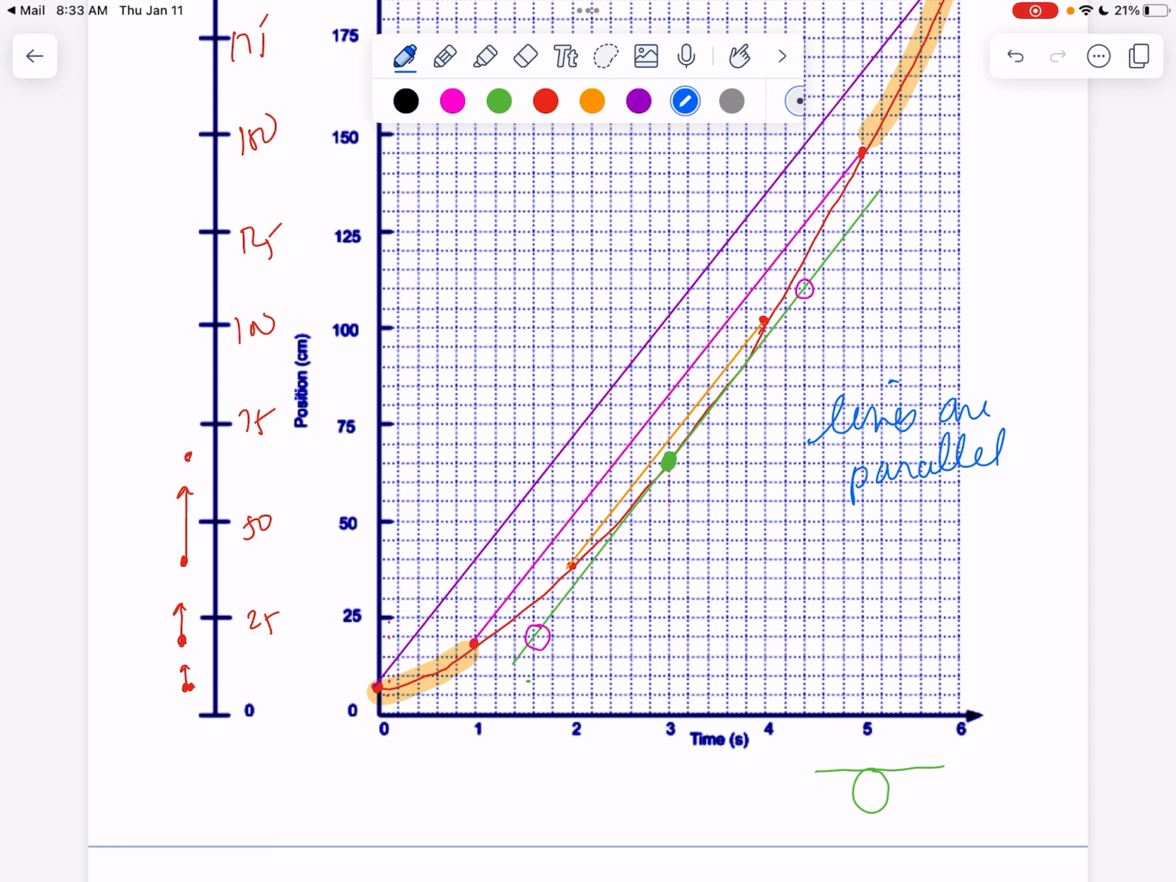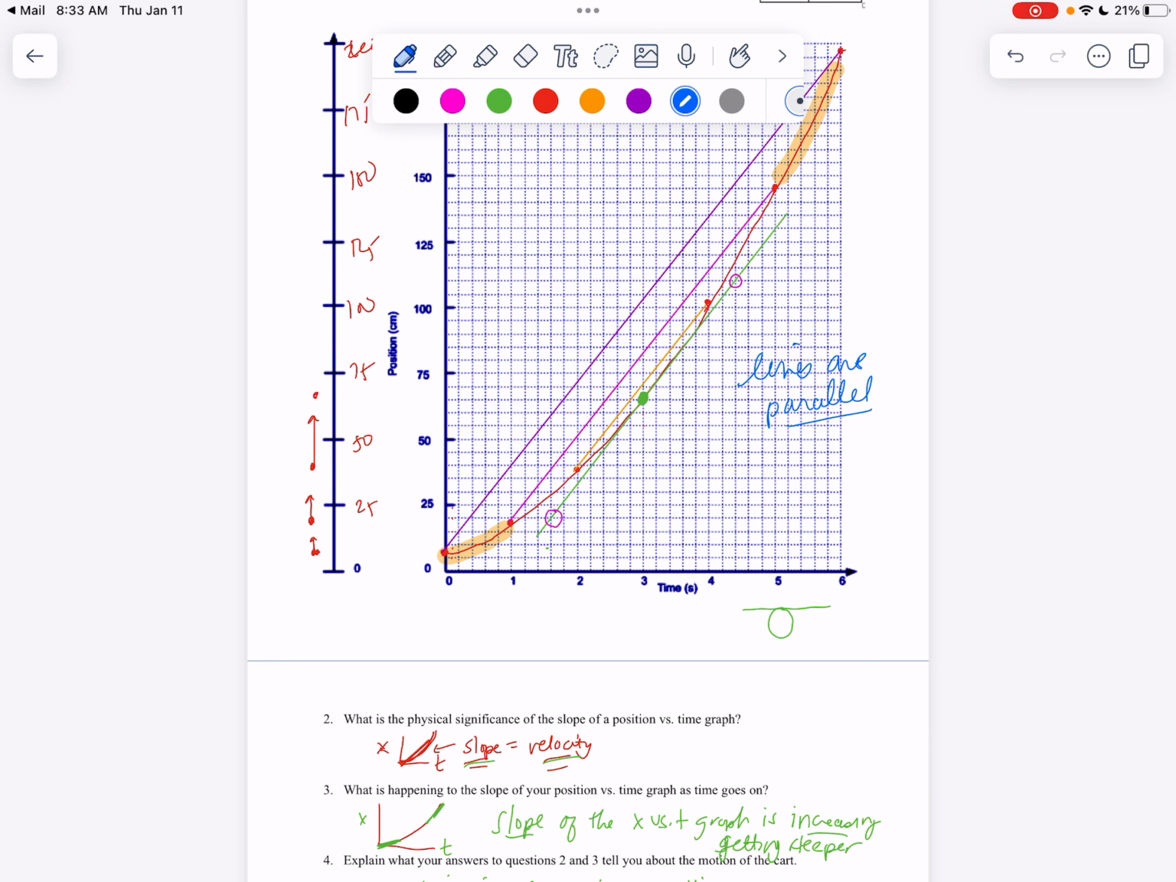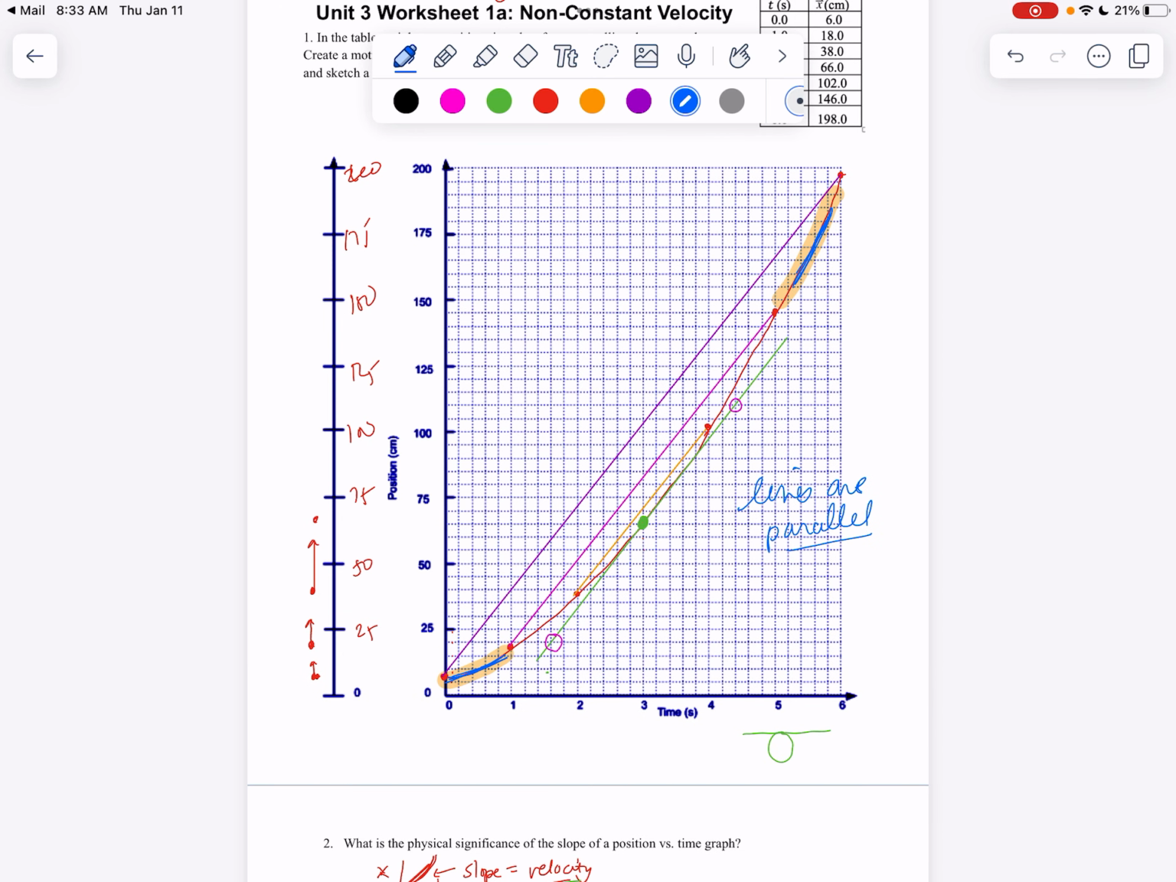So on average, let's look at the purple line. On average, that velocity is 32 centimeters per second. But in the beginning, see this down here, the orange thing I did? This is not even close to being a slope of 32. And this one up here is way more than a slope of 32. So in the beginning, the cart is slower than 32 centimeters per second. And then by the end, it's faster than 32 centimeters per second. So on average, it's going 32 centimeters per second.